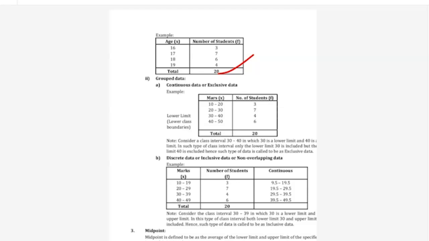The table shows the age of 20 students. तो जिसने इससे बड़ा आंसर्स मुझे 4 दिए बड़ो, so they should make a correction bro. The answer is not 4 bro. The answer is 20.